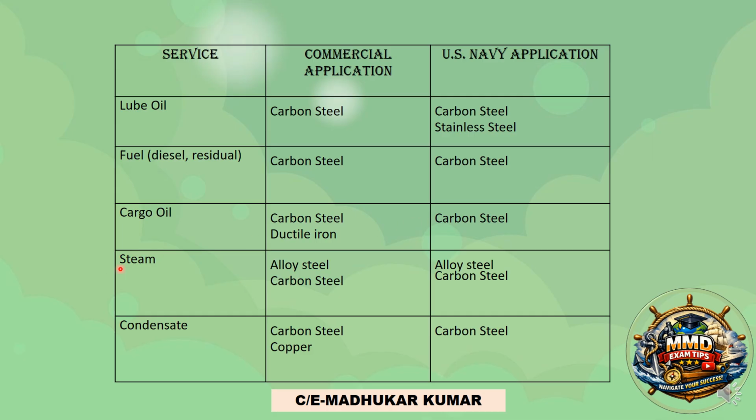A steam pipeline, again, it's a class 1 type. So here the alloy steel, carbon steel to be maintained. The scheduling, that means the thickness of the pipeline, is also more. Okay. Condensate system, here again the temperature and pressure both will be there. So carbon steel, or sometimes if it is a small pipeline, then copper is also being utilized. In US Navy application also carbon steel is being utilized. Okay.